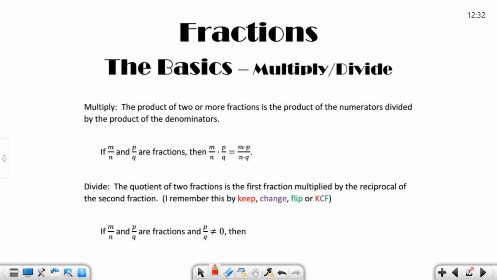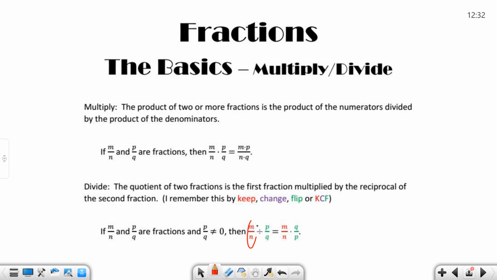So if m over n and p over q are fractions, and p over q is not 0, that's important. You can't divide by 0. We talked about that in a previous video. Then, it's undefined or not defined. So here, m over n divided by p over q.